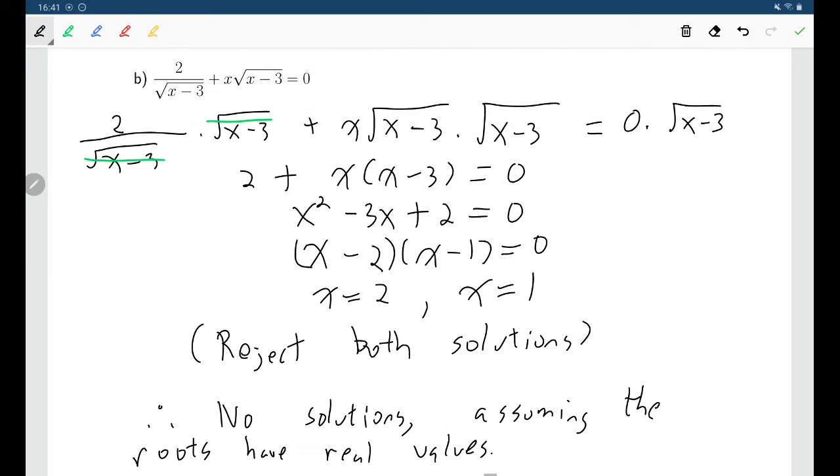If you were taking a later on math class, a subsequent one where you talk about complex numbers, and if you were allowing your square roots to take on complex values, then you could have 1 and 2 both being solutions to the original equation. But if we're, again, assuming that these roots are real values only, then 1 or 2 would make the inside of your root negative, which would make it not a real number.